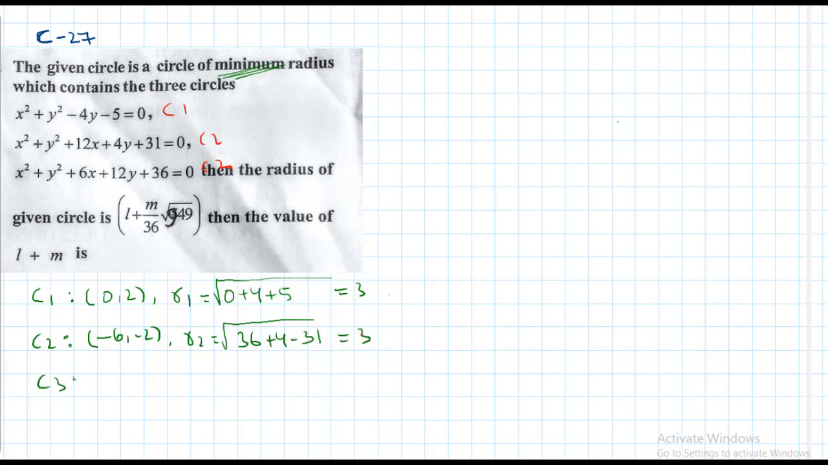C3 center is minus 3, minus 6, its radius is taken as R3, root of 9 plus 36 minus 36, that is equal to 3. The interesting thing is all are equal circles, but their centers are different: 0, 2; minus 6, minus 2; minus 3, minus 6. So based on this information, I want to draw the diagram.